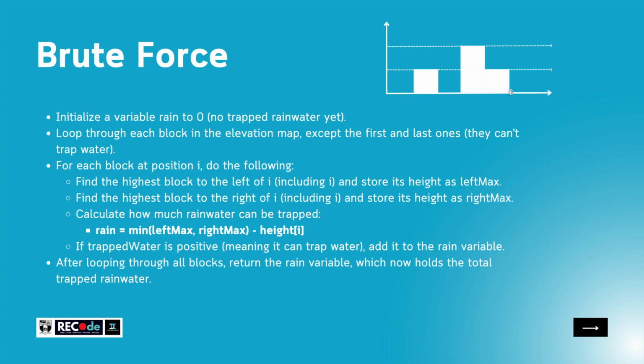First, find the highest block to the left of I, including I, and store it as left max. And then find the highest block to the right of I, including I, and store it as right max. And then calculate how much rainwater can be trapped for that particular I. If trapped rainwater is positive, it means you can trap water there. Add it to the rain variable. Loop through all the blocks and return the rain variable, which now holds the total trapped rainwater.